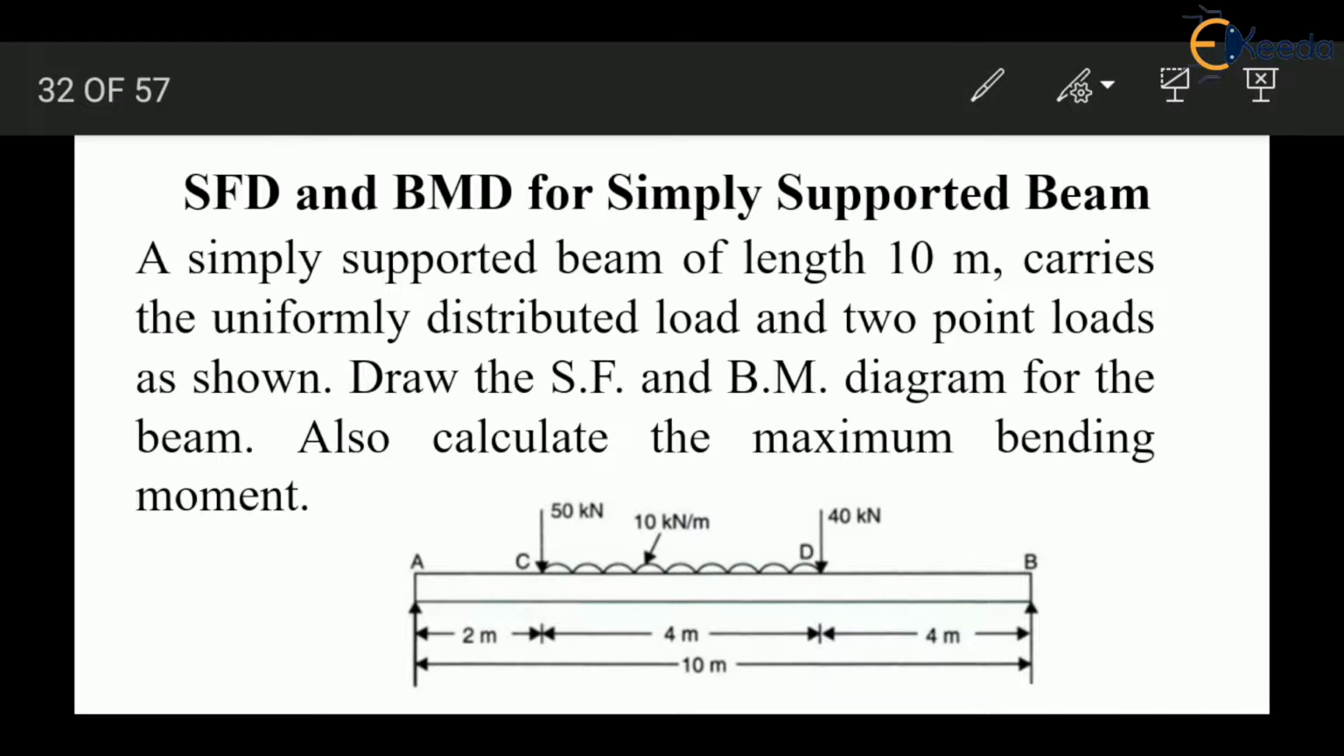So this is a question of simply supported beam. We are given with 50 kilonewton and 40 kilonewton point loads. Also there is a UDL of 10 kilonewton per meter which spans over a length of 4 meter. The total length of the beam is 10 meters. We have to draw the shear force and bending moment diagram. Let us solve this problem.